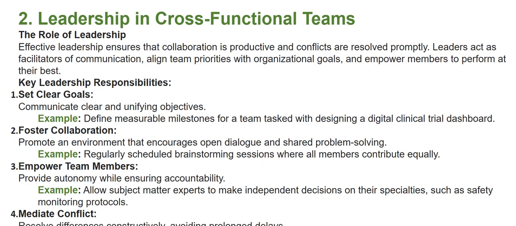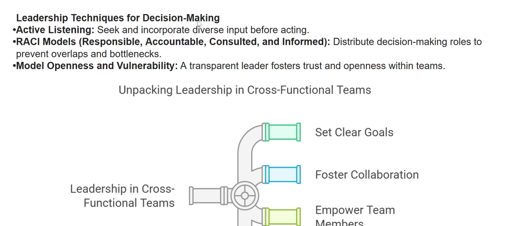Mediate conflict: resolve differences constructively, avoiding prolonged delays. Example: align a cost-first procurement team with an innovation-focused R&D team by finding compromises on supplier selection. So here, the key leadership responsibilities, despite the order, are: set clear goals, foster collaboration, empower team members, and mediate conflict. Leadership techniques for decision making: active listening, and this is very important, very critical and essential as well.